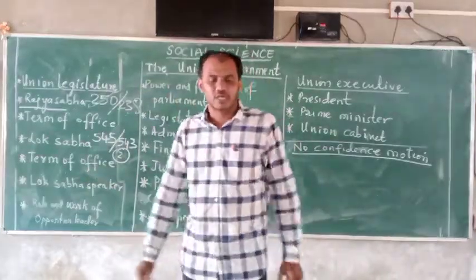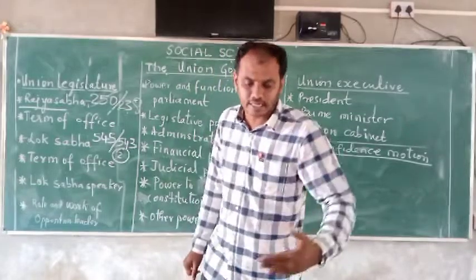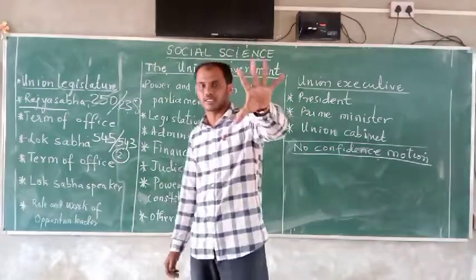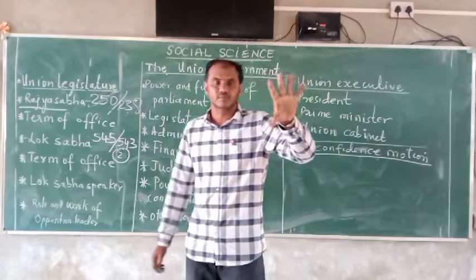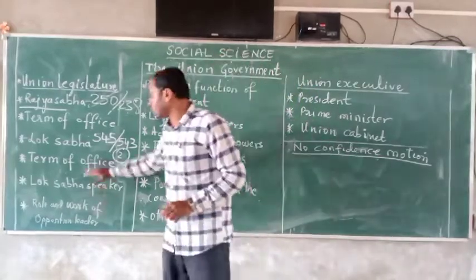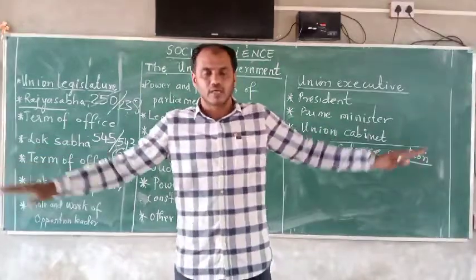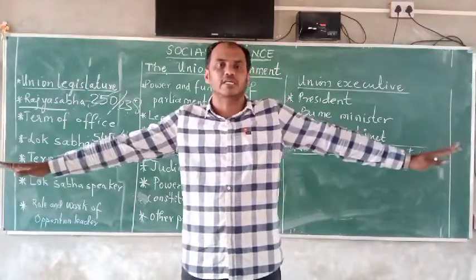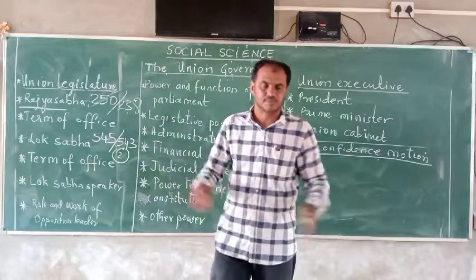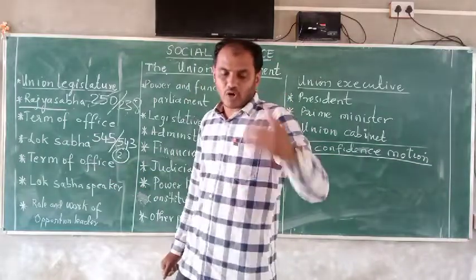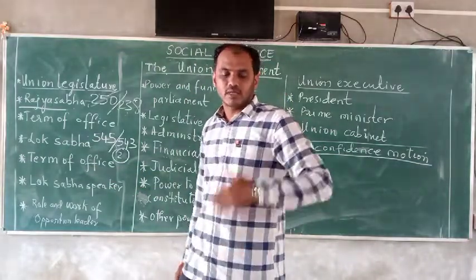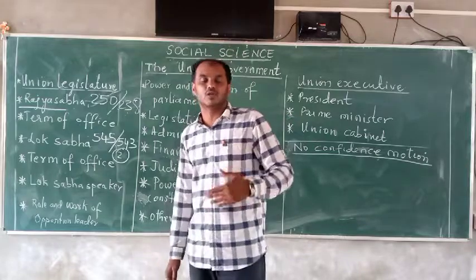Next, term of office. Lok Sabha members are elected for a term of 5 years. It is not a permanent body. It dissolves every 5 years. On the recommendation of the Prime Minister, the President may dissolve the Lok Sabha.